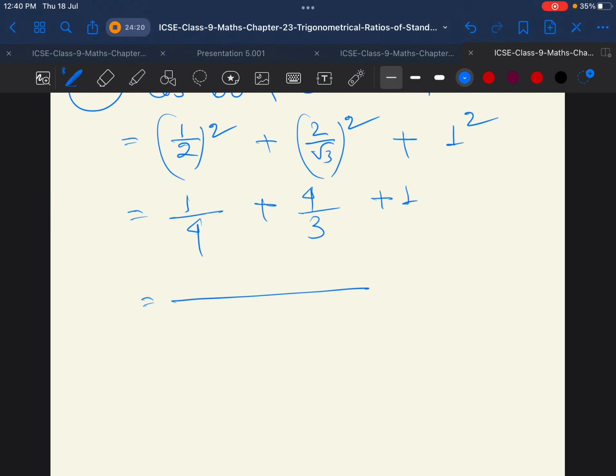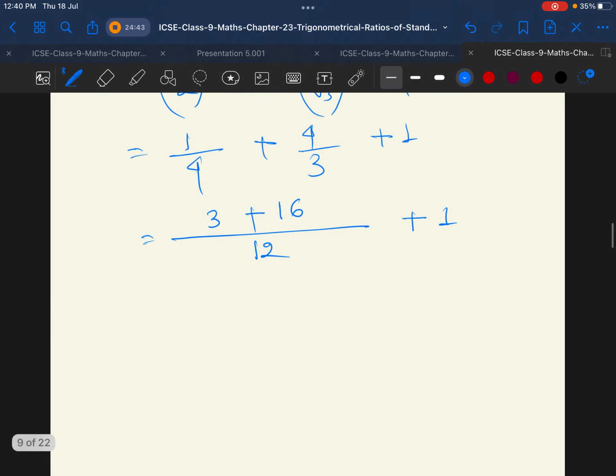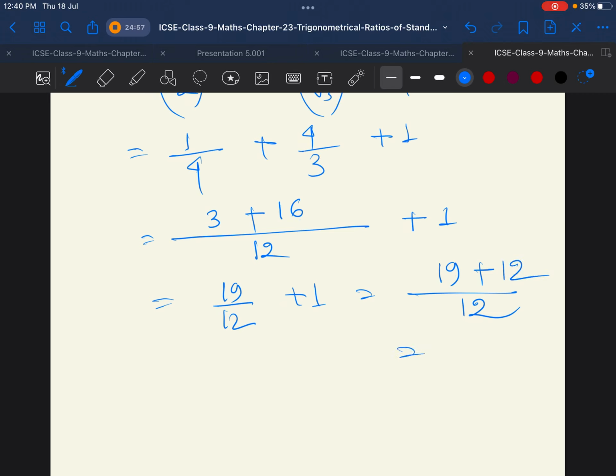Here LCM is 4 into 3, 12. So 12 by 4 is here 3. 3 into 1 is 3 plus 3. 12 by 3 is 4. 4 fours are 16. Plus 1. So 16 plus 3 is 19 by 12 plus 1. Here LCM is 12. 19 plus 12 into 1 is 12. This is 31 by 12.